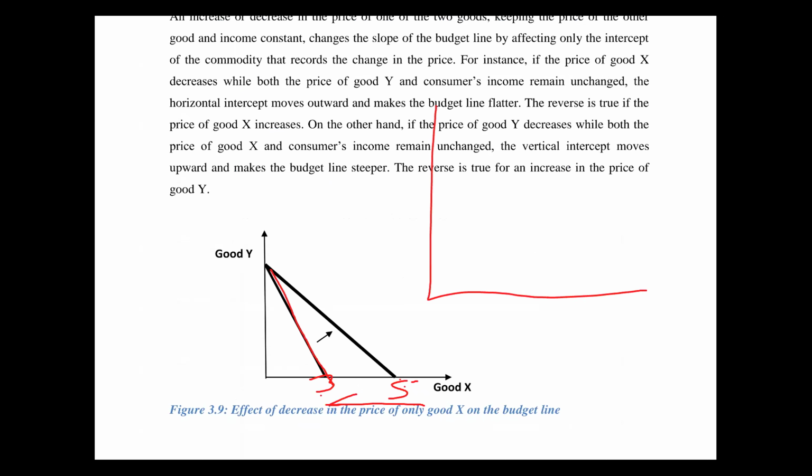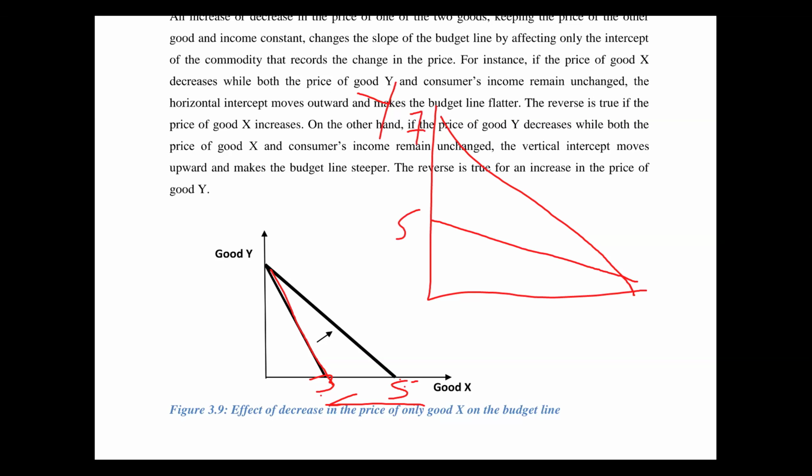If we take good Y, let's say Y is the one that has decreased. At first, this was the first indifference curve, right? It reduces from, let's say, 7 to 5. The budget line would tilt towards this. This is the tilting that I'm talking about. It will reduce like that, okay? Sorry, this is a reduction.